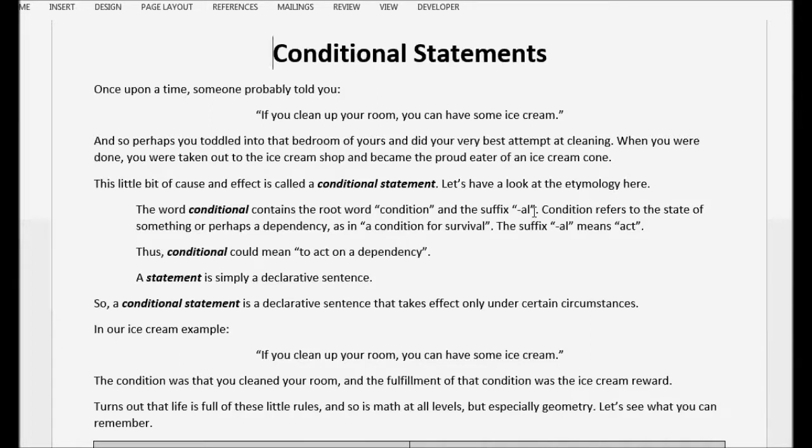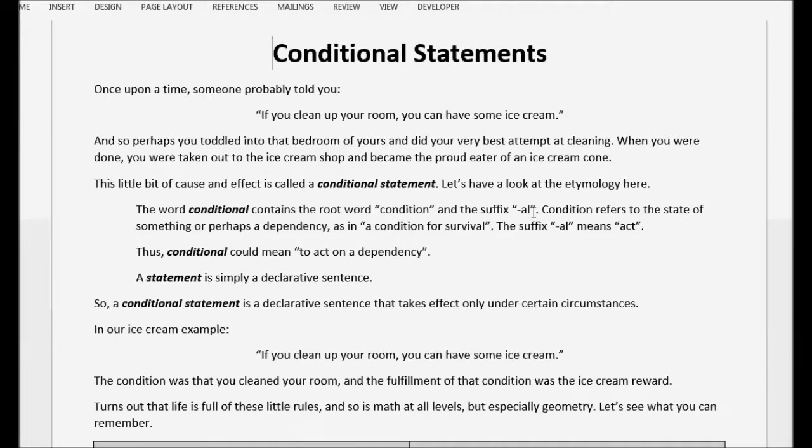And so maybe you went into your bedroom and you cleaned it up the best you very could. And when you were done, you got taken down the street to the ice cream shop and you got to eat some ice cream. Okay? This is an example of a conditional statement. A conditional statement presents something that you have to do and then something that you get as a reward.